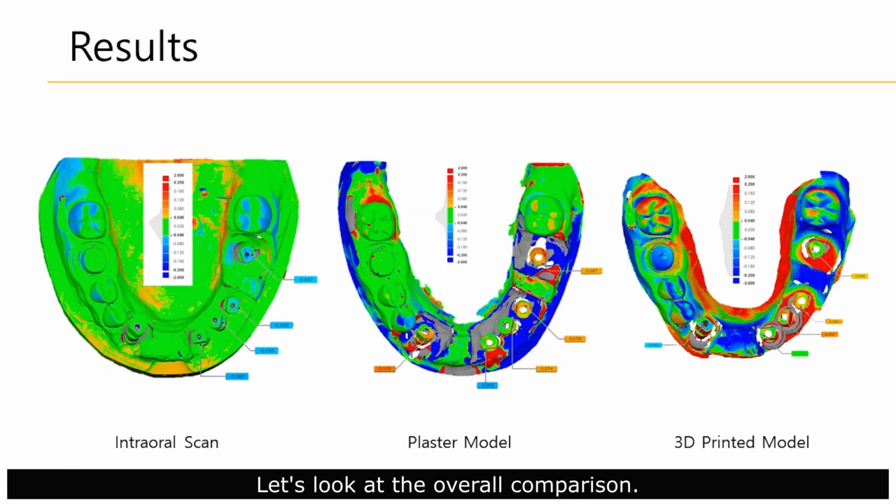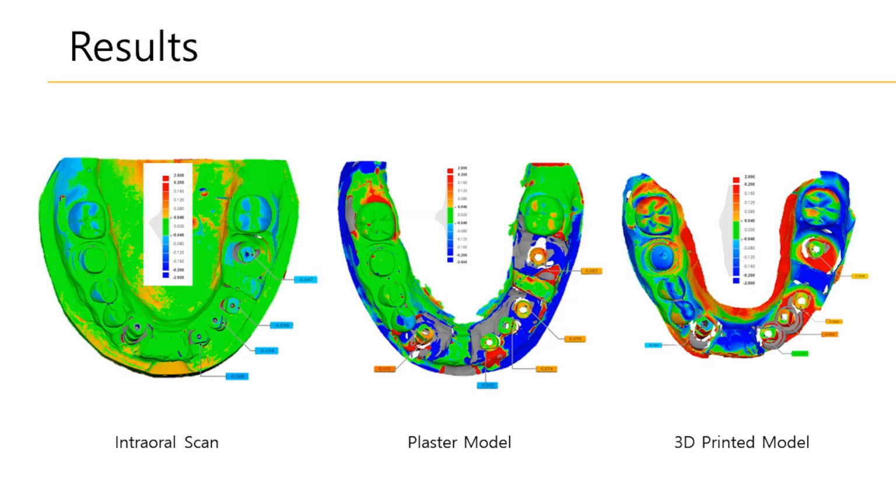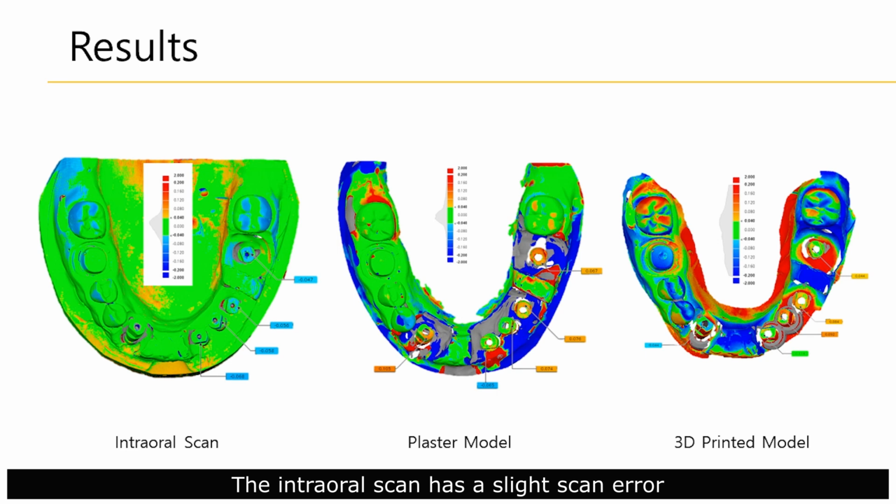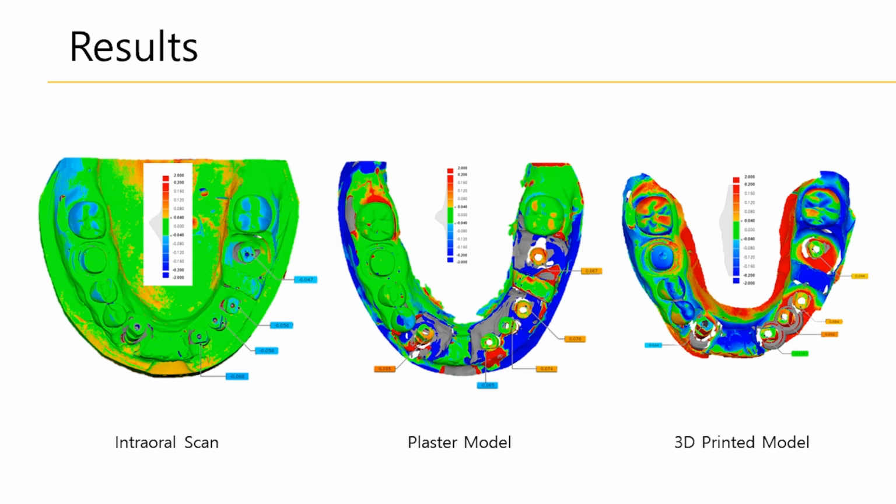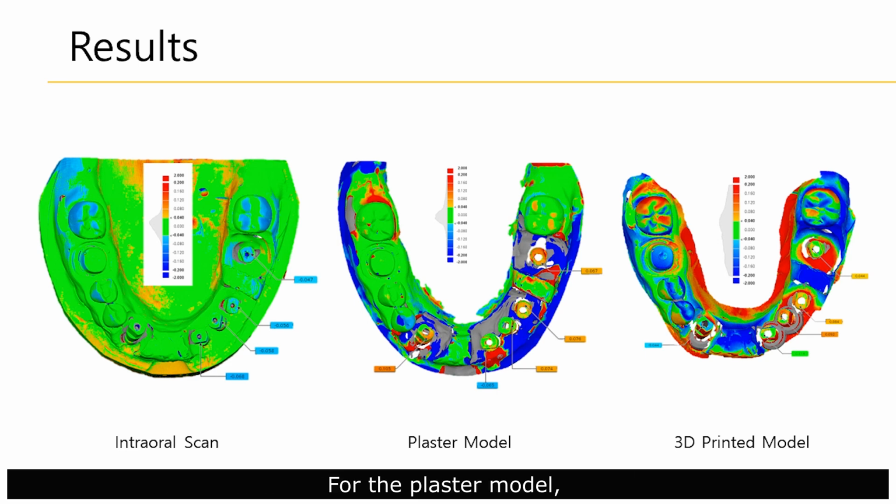Let's look at the overall comparison. The intraoral scan has a slight scan error, but shows the lowest level of scan body error, as there is only the error of connecting the scan body once. For the plaster model, we used the same impression to reduce the error of the impression, so the plaster model itself had the lowest error.